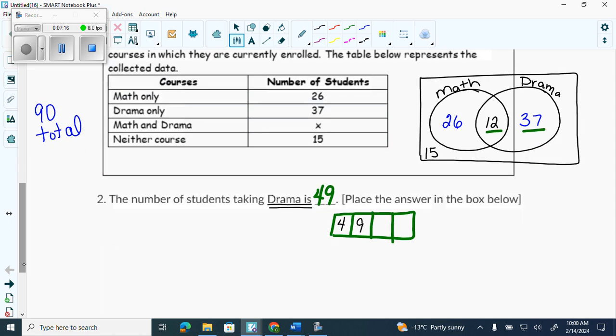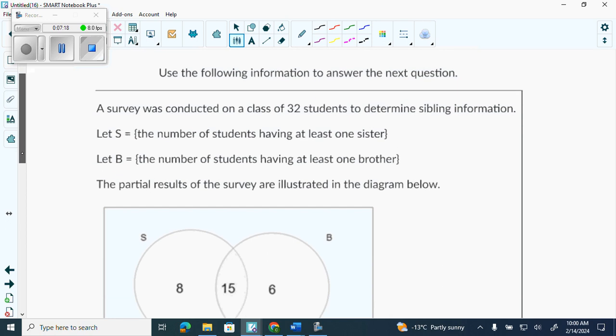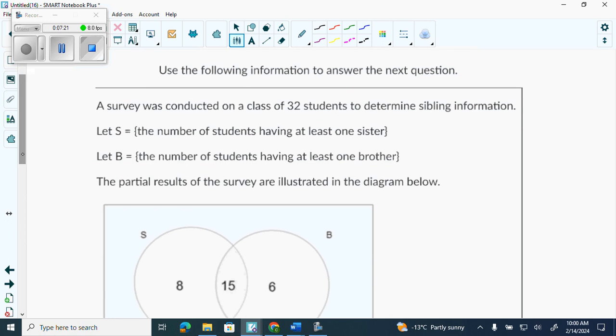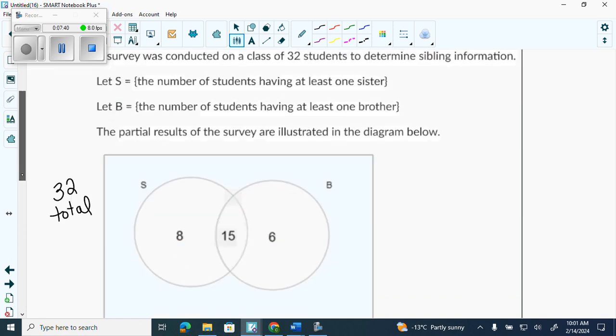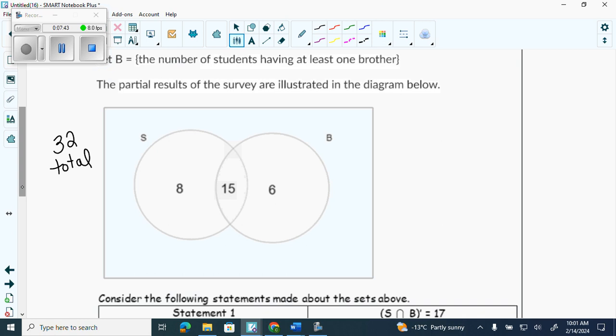Okay. Number 3. A survey was conducted on a class of 32 students. So once again, 32 total. Let S represent the number of students having at least one sister. B are the number of students having at least one brother. The particular survey results are illustrated below. What does that 15 represent? We have brother and sister. 8? Brother only is which number? 6.